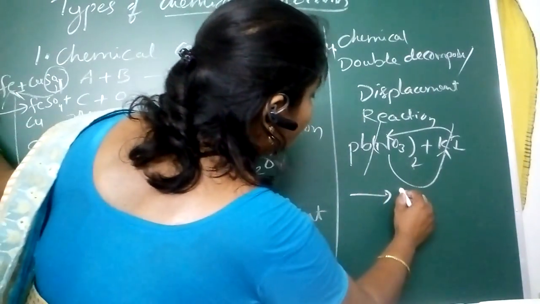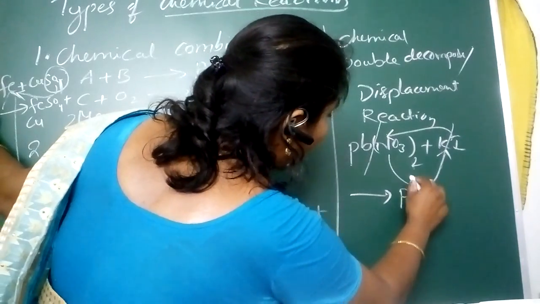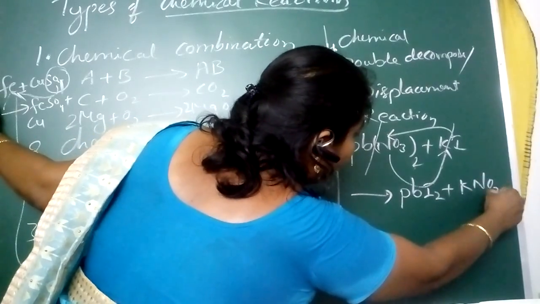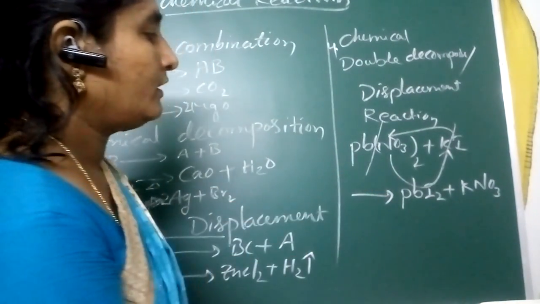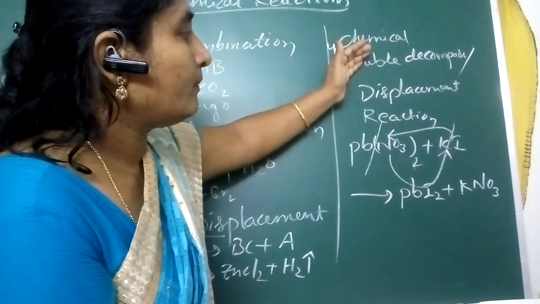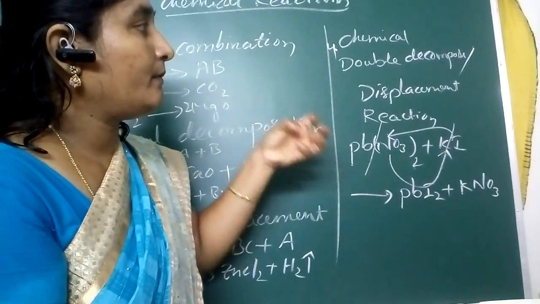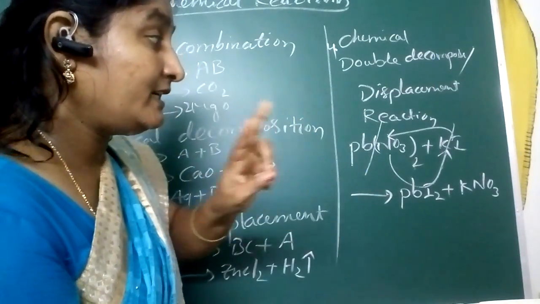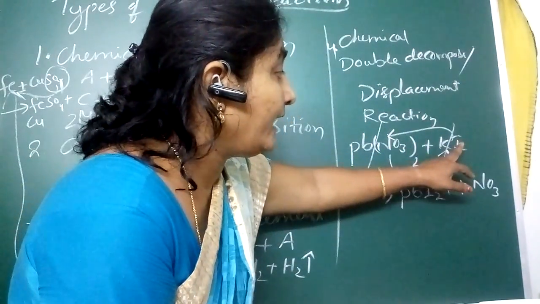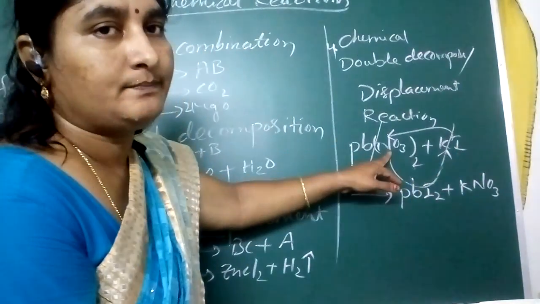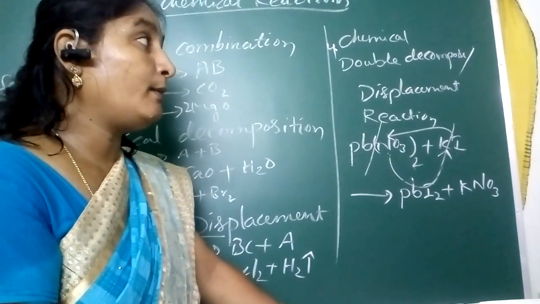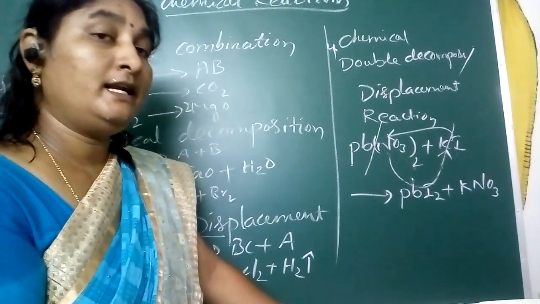Then what will be formed here? PbI2, lead iodide, and potassium nitrate, KNO3, will be formed. Do you understand about this one? This is called chemical double decomposition reaction or chemical double displacement. It means displacement takes place 2 times. You see, NO3 is displaced from here to here and iodine is displaced from here to here. Displacement takes place 2 times. That's why it is called double decomposition or double displacement reaction.